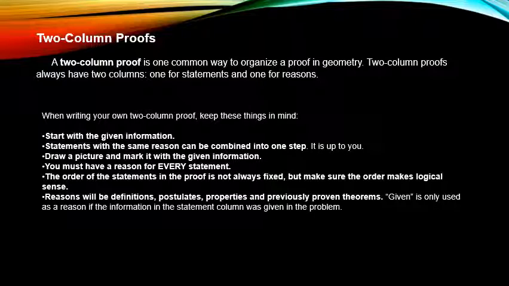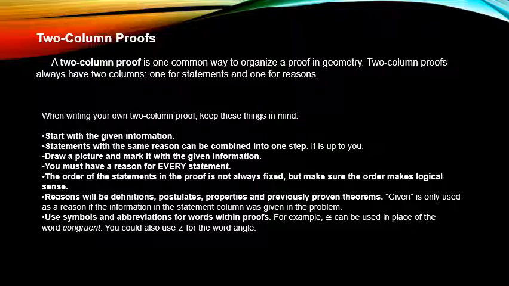Reasons will be definitions, postulates, properties, and previously proven theorems. Given is only used as a reason if the information in the statement column was given in the problem. Just use symbols and abbreviations for words within proofs. For example, the congruent symbol can be used in place of the word congruent. You could also use the angle symbol for the word angle.